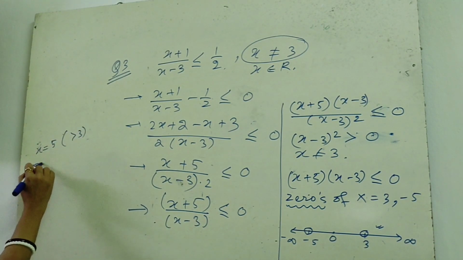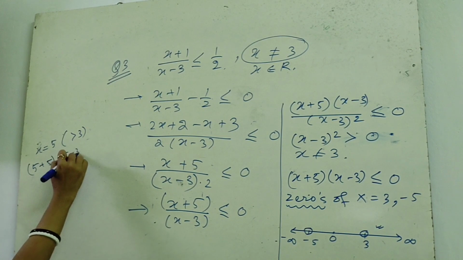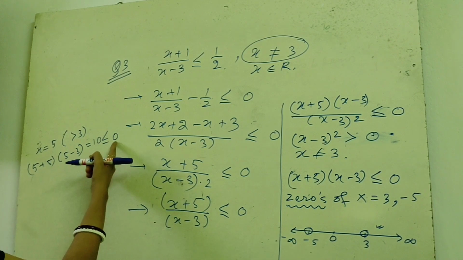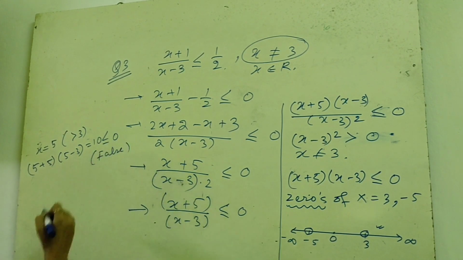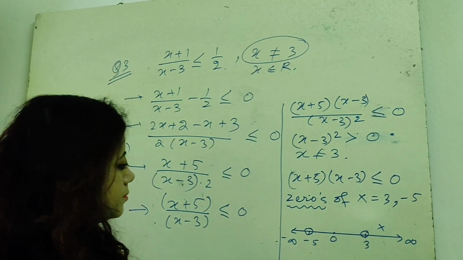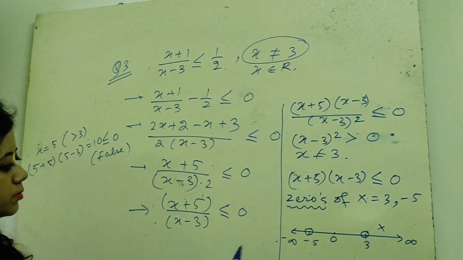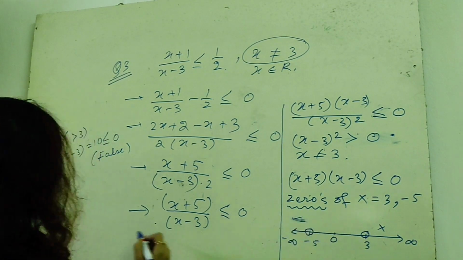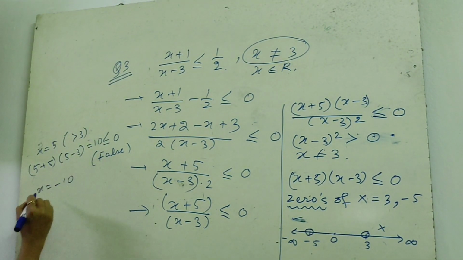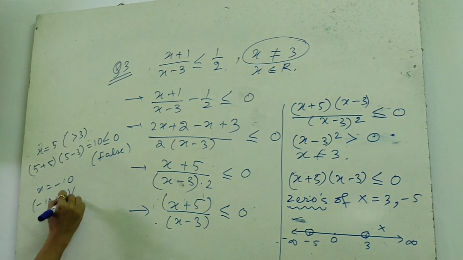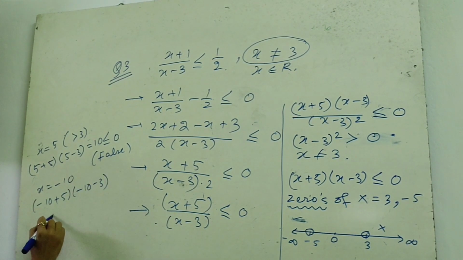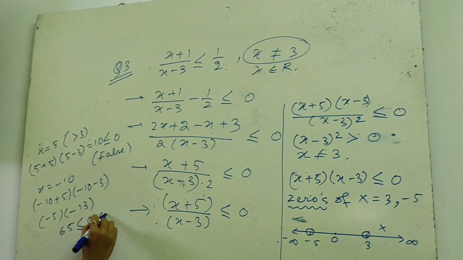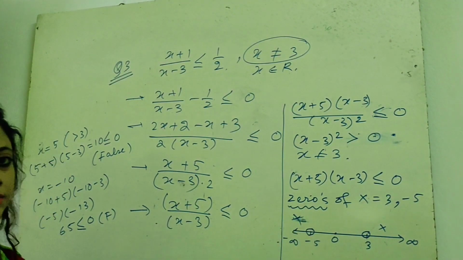Means if I put x equal to 5, greater than 3, then what will happen? 5 plus 5 into 5 minus 3 equals 20, which is less than or equal to 0? False. Means you will not get any values from here. Now if I take any value less than minus 5, suppose x equal to minus 10, what I will write? Minus 10 plus 5, minus 10 minus 3, that is minus 5 into minus 13, which is 65, less than or equal to 0, false. So I will not take these values.